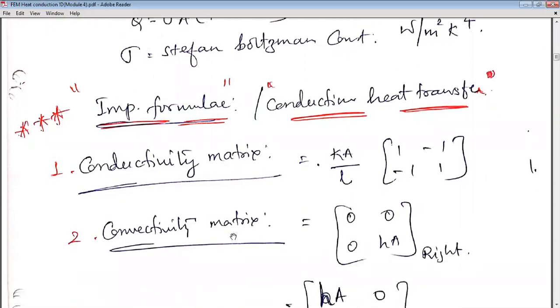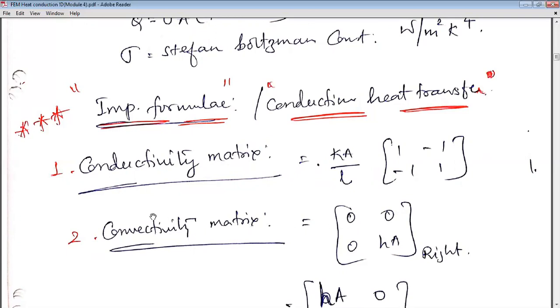Then come to another important matrix. If some kind of convective coefficient exists in that problem, you are supposed to use this matrix. Please make a note of it. It's all a 2 cross 2 matrix. Simple 1D problem: one element, 2 nodes, 1 degree of freedom. Remember, here the unknowns are temperatures. So in all the heat transfer problems, the temperatures are the unknowns. In structural problems, displacements are the unknowns. So in all these problems, the objective is to find the nodal temperatures.